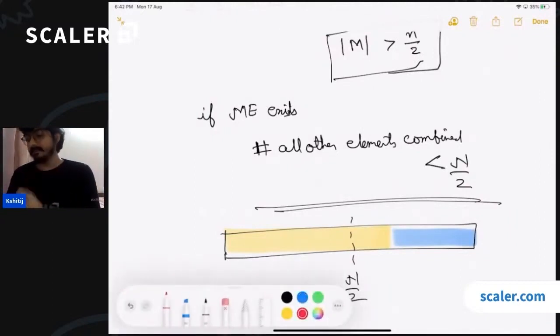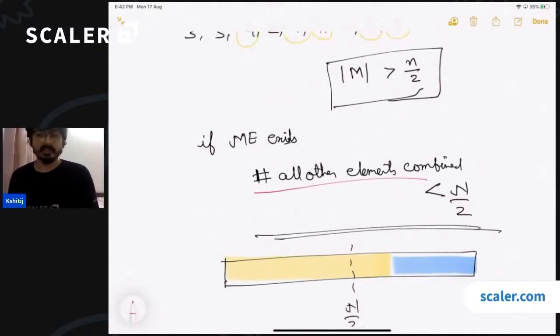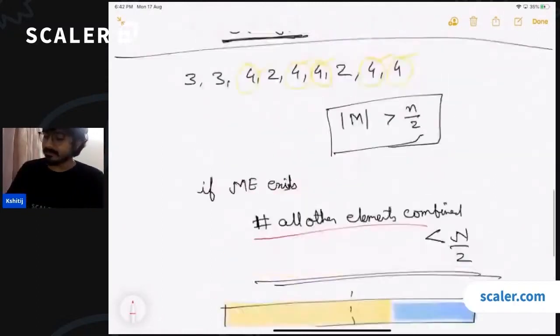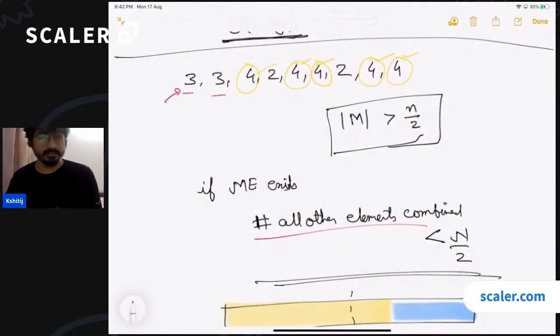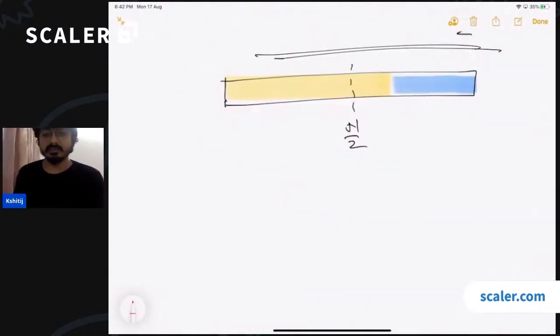Okay, now if everyone is convinced that the count of all the other elements combined is going to be less than n by 2, let's try to see this whole scenario in terms of election results. Let's consider all these array elements as the results of different constituencies. So these are different parties. This is party 4, this is party 3.